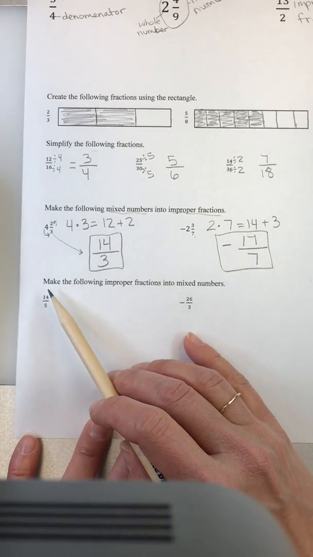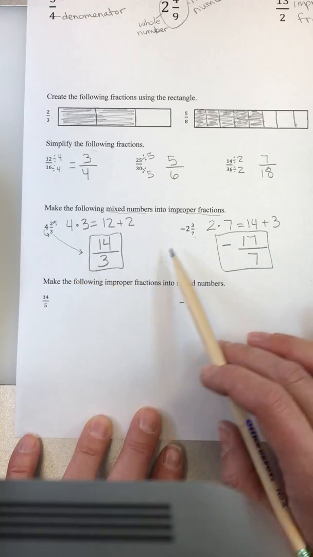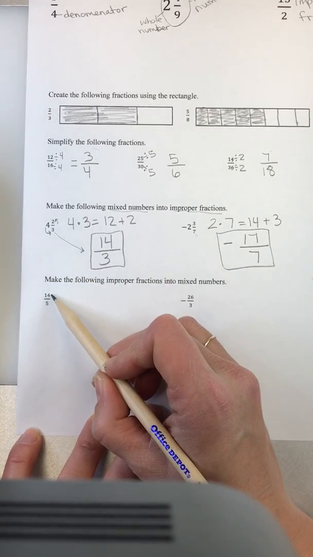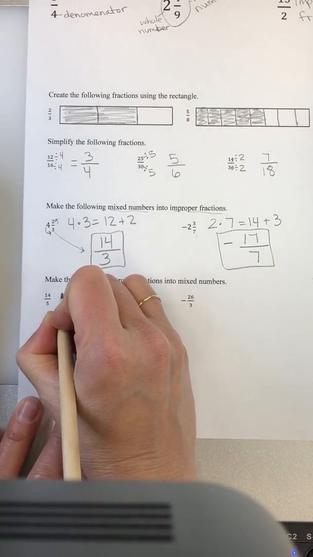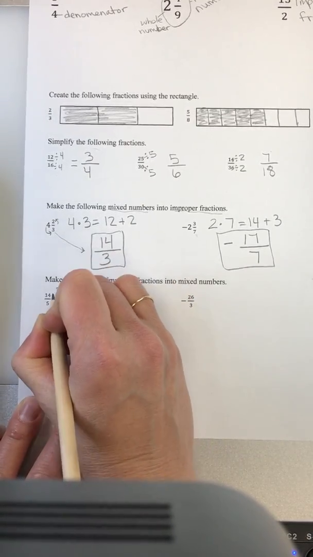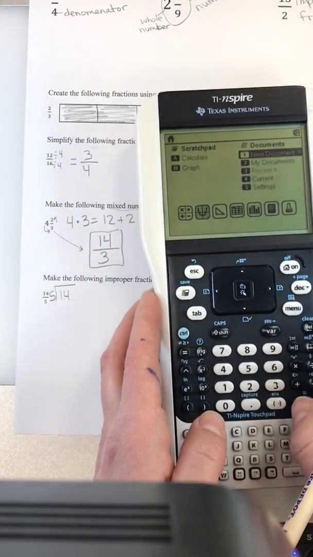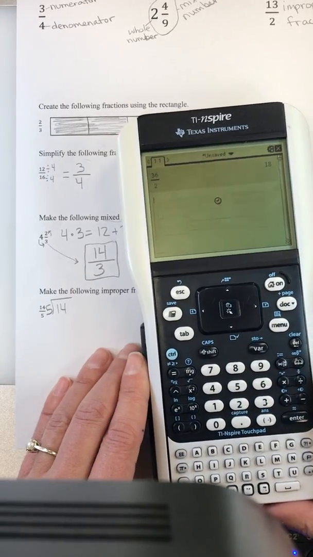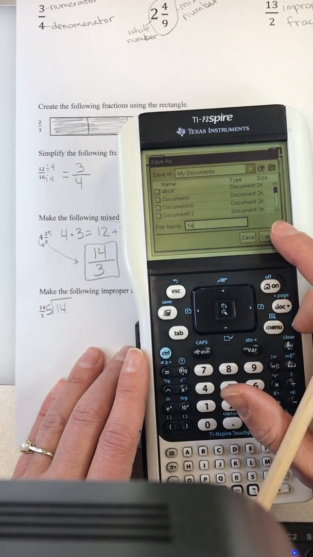Now we're doing kind of the opposite here. We're going to make these improper fractions into mixed numbers. We're going to use a similar idea, but instead of multiplying, we're going to be dividing. So I see that I have 14 over 5, 14/5. So I want to start by dividing 14 by 5. And I want to think, how many times can 5 go into 14? So I'm going to use my calculator. Remember, you can be using Desmos as well. So I am going to take 14.